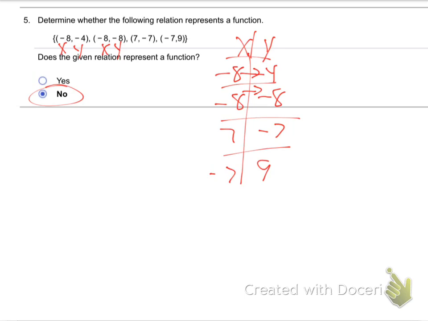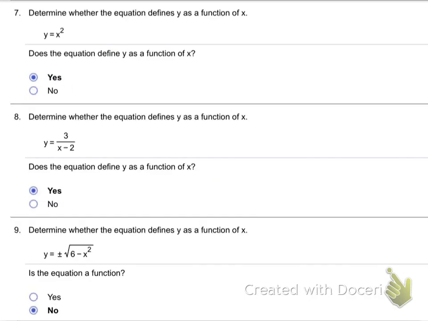Good on that? Not too bad? Okay. So on number 7, they're giving me y equals x squared. So now we're shifting. We don't have a picture. We don't have x, y points. We just got an equation, y equals x squared. And they're saying, is that thing a function? How do you know by looking at an equation whether it's a function or not?